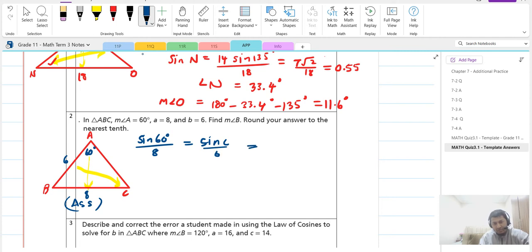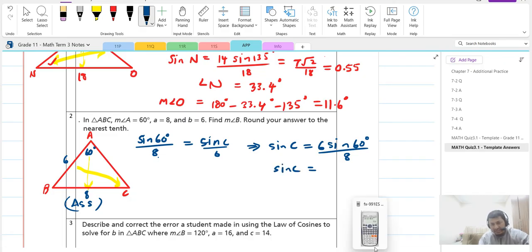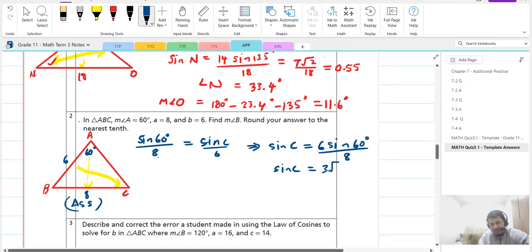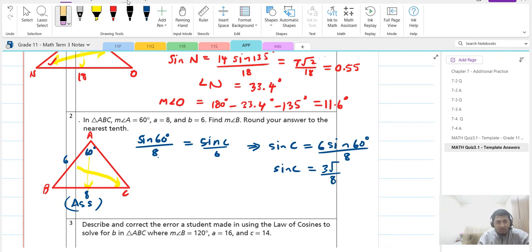So we can write down 8 sine C equals 6 sine 60, so sine C is 6 sine 60 over 8. What is 6 sine 60 over 8? Sine 60 is root 3 over 2, remember, that's a special angle. So 6 times root 3 over 2, over 8, gives 3 root 3 over 8. I'm getting 3 root 3 over 8.